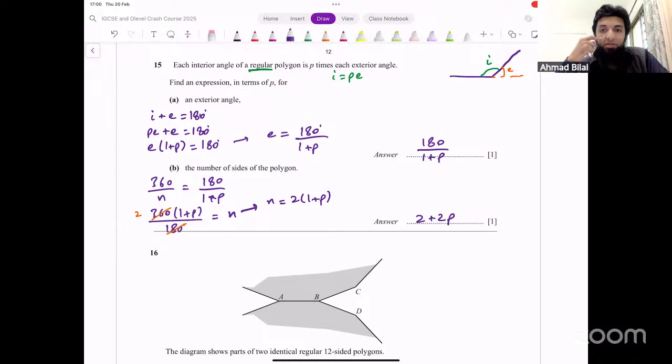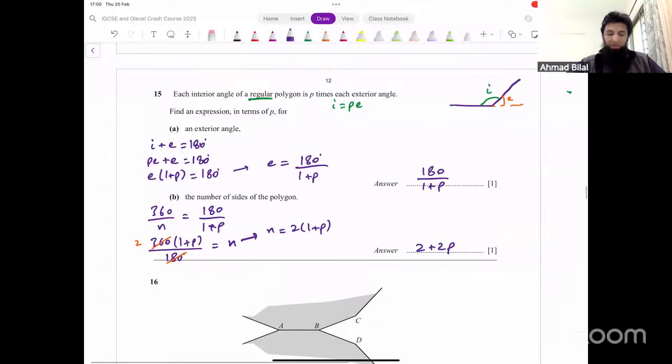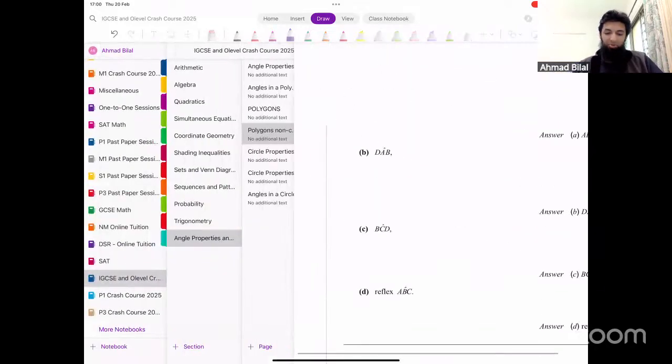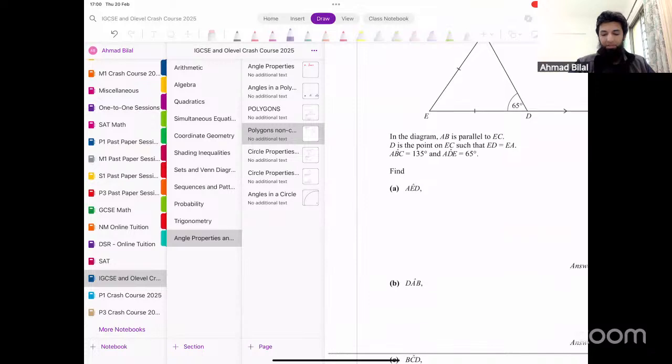Any questions on this, anyone? No problems? Okay, good. All right, so that's about angles in a polygon. Now let's discuss circle properties next.